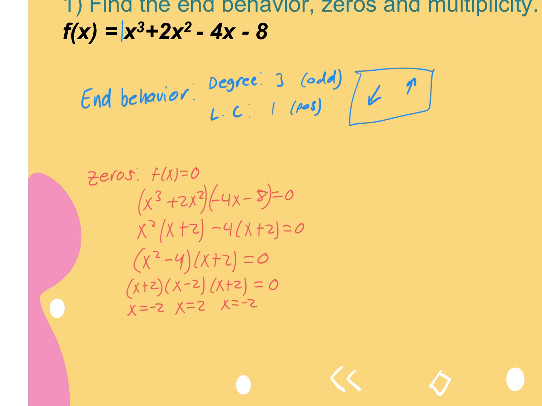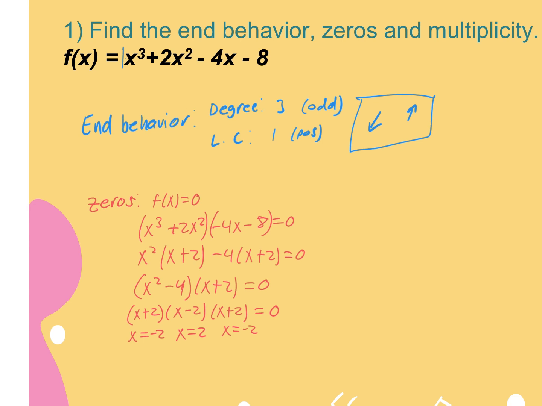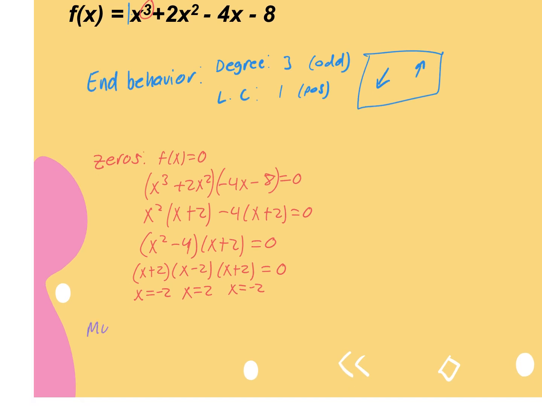And I had mentioned before that the degree can give us some clue as to how many solutions we should get. Right, so if you see a degree of 3, we should expect 3 solutions, and we got 3 solutions. But what happens next is we want to know the multiplicity. So let's go through each solution. X equals negative 2, does that show up more than once? If you check, it does. We have a negative 2 and another negative 2.